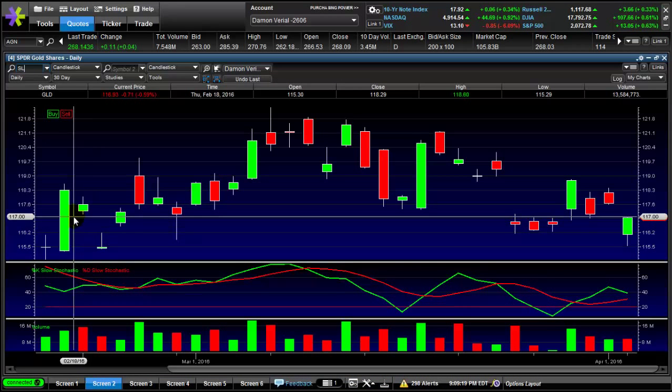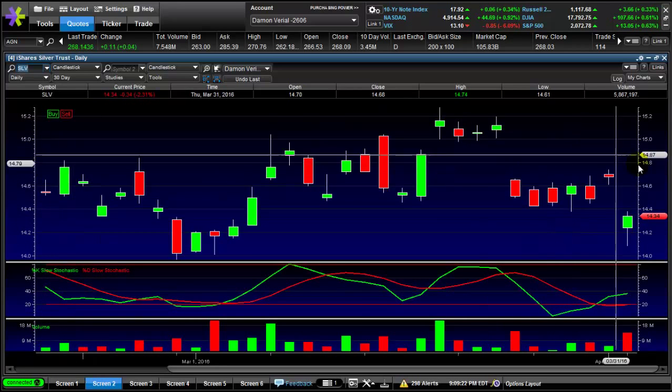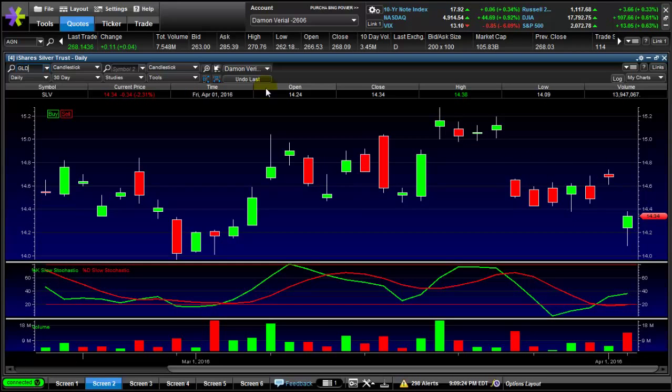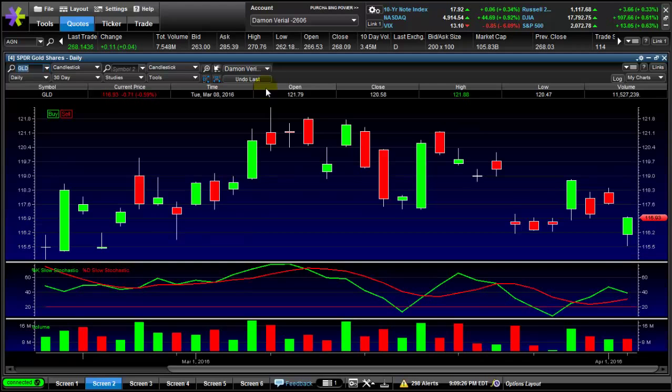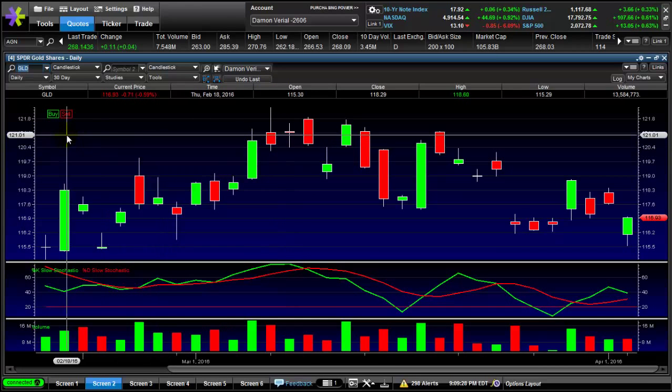Silver is, I think, pretty much the same, but silver barely moves compared to gold. Look, silver is trading in the tens. Gold is trading in the hundreds. So if you want to be day trading, you've got to be day trading gold. Silver is not expensive enough to warrant day trading.